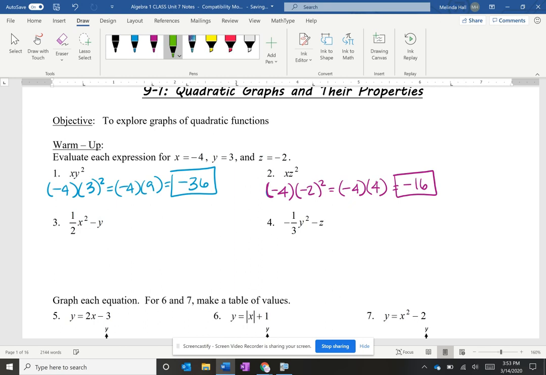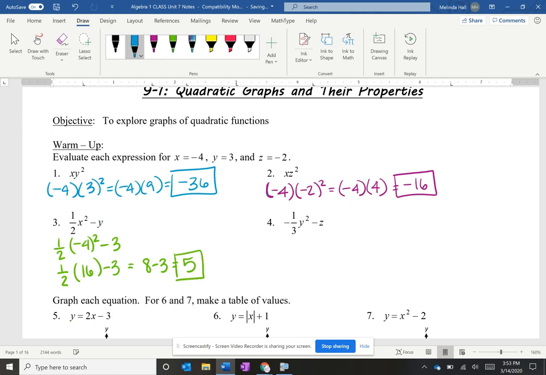For number 3, 1/2 x squared minus y, we would have 1/2 times x squared, which would be -4 squared, minus y, which is just 3. And so then squaring that -4, we would end up with 1/2 times a +16 minus 3. And then since we have to take half of 16, that would end up just being 8 minus 3, and 8 minus 3 is 5.